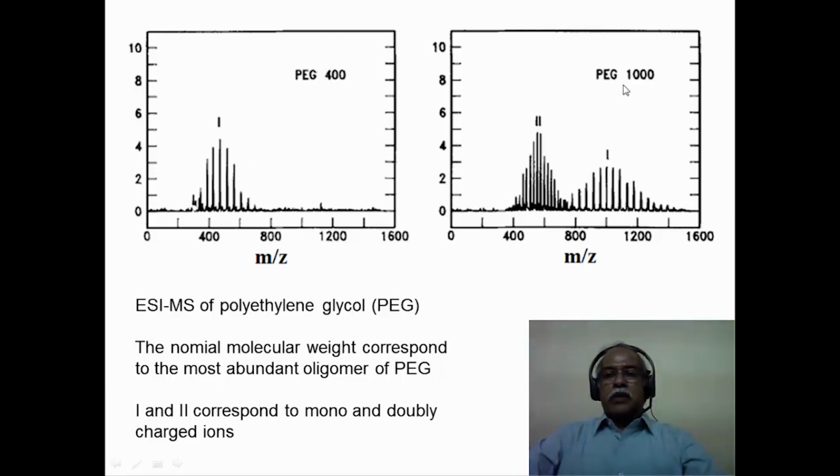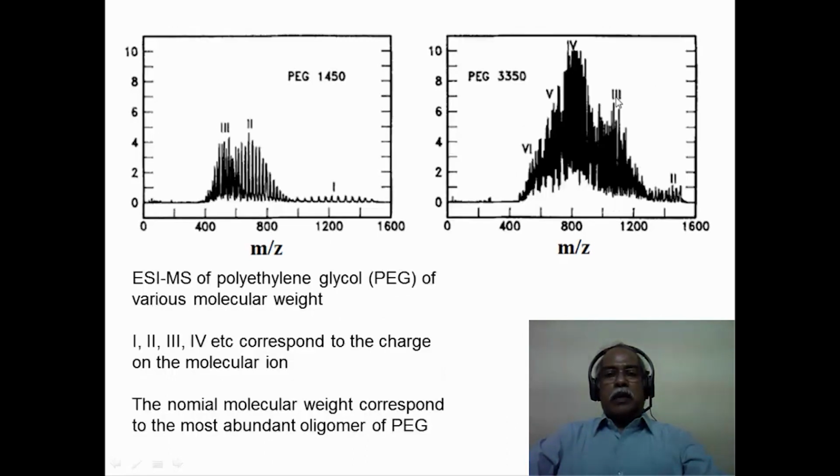Polyethylene glycol 1000 is shown here. So the most abundant nominal ion corresponds to roughly 1000 or so, and this is a monocharged ion, and this is a doubly charged ion. In other words, it is protonated 2 times, so the molecular weight is exactly halved, for example, in this particular case. So you have this 1 and 2 representing the mono and the doubly charged ions of the polyethylene glycol 1000. The high molecular weight polyethylene glycols, of course, can be multiply protonated.